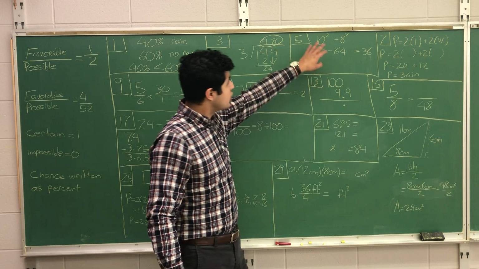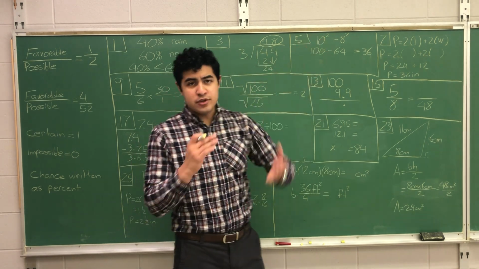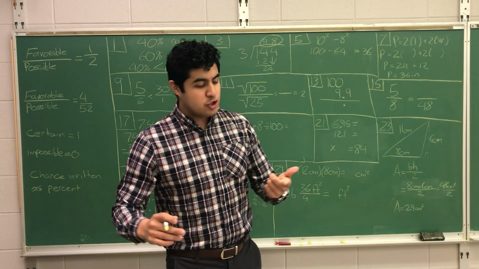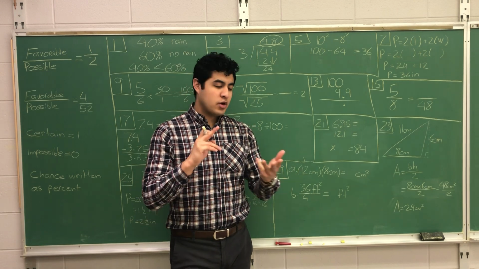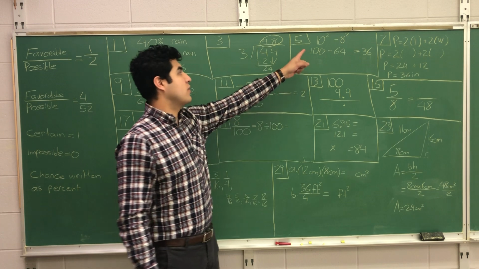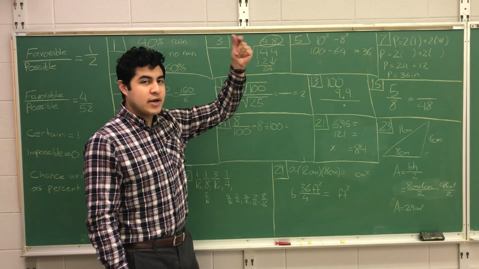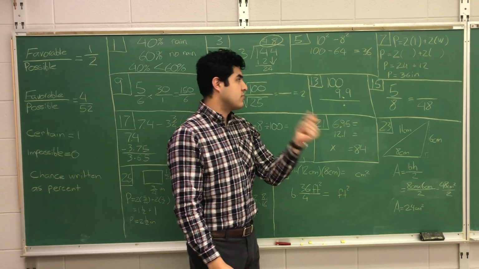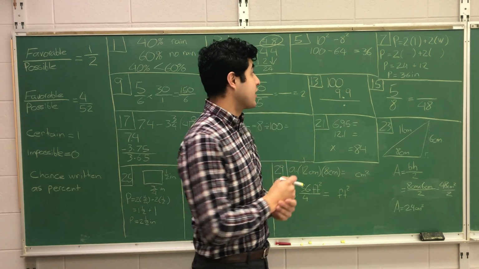You should have these memorized, just like you memorize your multiplication table. You should go 1 times 1 is 1, 2 times 2 is 4, 3 times 3 is 9, and so on. Just know those right off the bat. That way, when you get 10 squared, you know right away it's 100, 8 squared, right away 64, okay? Those would be something very good to memorize.